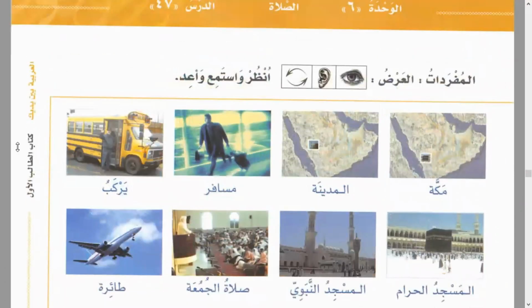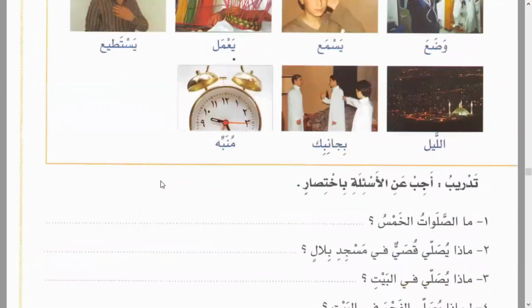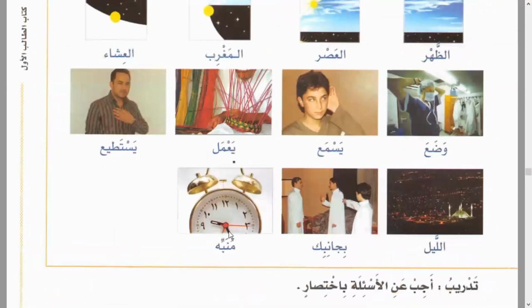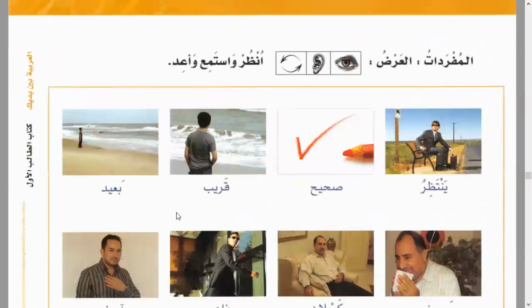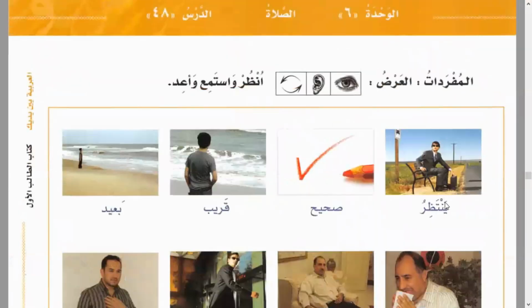منبه. Munabbih, alarm clock. Any clock is called as-sa'a, which we've learned before. But if it's an alarm clock, then it's called a munabbih. ينتظر. Yantazir, he waits. Intizar is waiting. Intazara, yantaziru, to wait.